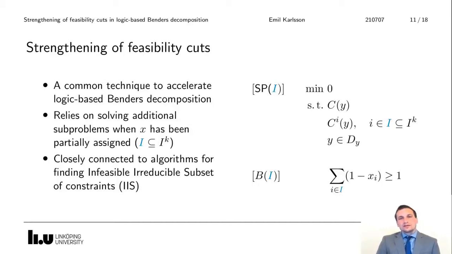And this shows to the right, because to find cuts we need to solve the subproblem. But if the subproblem SP(I) becomes infeasible, we have a feasibility cut on the form down to the right, that depends on actually a fewer number of master problem variables than the original feasibility cut. The algorithms for refining such cuts and selecting the subsets to evaluate are closely connected to the algorithms for finding irreducible infeasible subsets of constraints, or IISs.